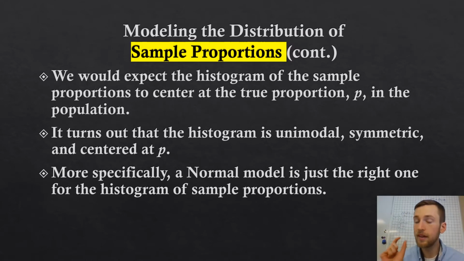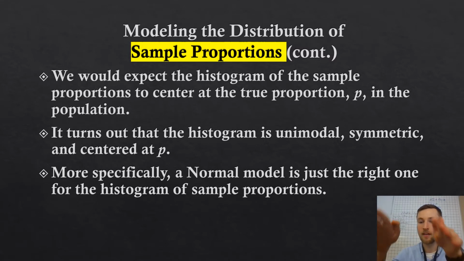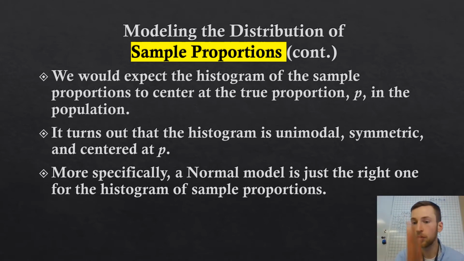So when we take each of those individual sample p hats, the proportion from each sample, and we put them on a distribution of their own, it turns out that we would expect that histogram of the p hats to center around the true population parameter, that p value of the population. So even though we may not have known going into it that the actual percentage was 68%, if we put all those p hats together, we would imagine that they would center right at 0.68.